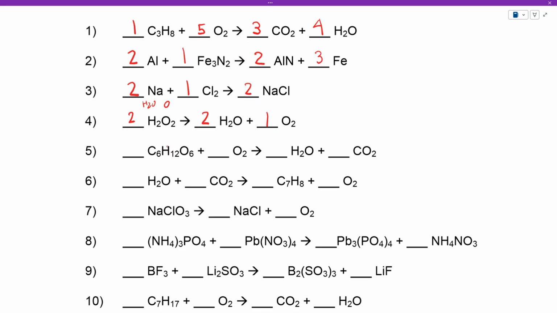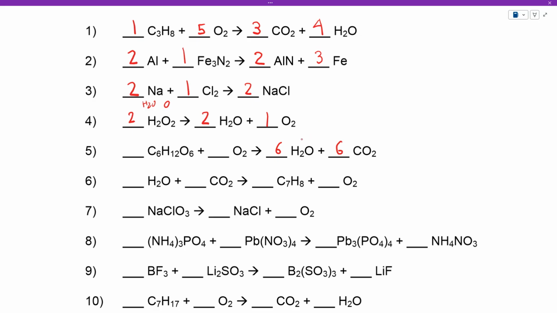We can see the hydrogen moving to this oxygen to create water, and the carbon and oxygens just become carbon dioxide. So we have 6 carbons over here, but only 1 carbon over here. So let's make this a 6. We have 12 hydrogens over here, so let's make this a 6 because 6 times 2 is 12.